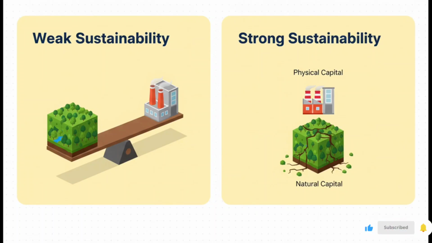But the strong view? It says absolutely not. No way. Natural capital is non-substitutable. You just can't replace a living ecosystem with a machine.